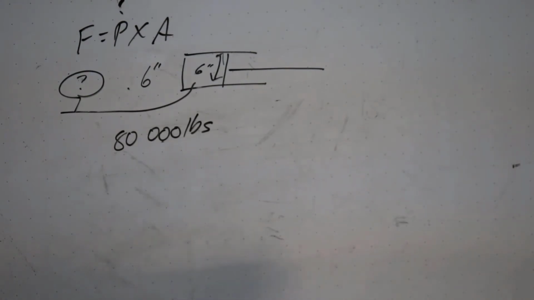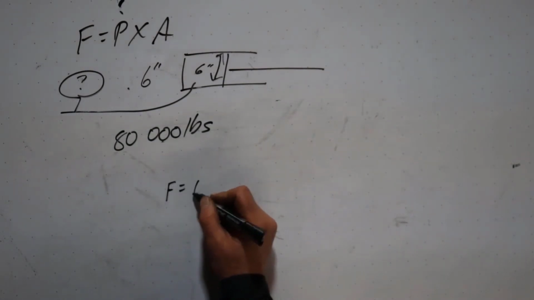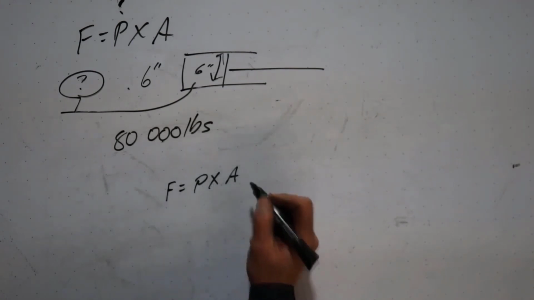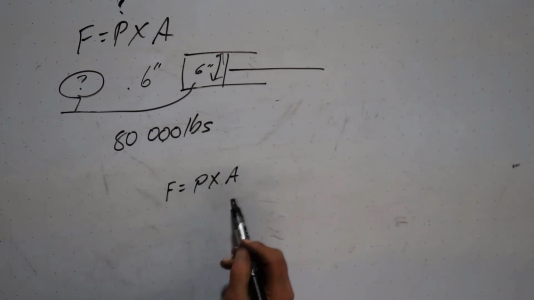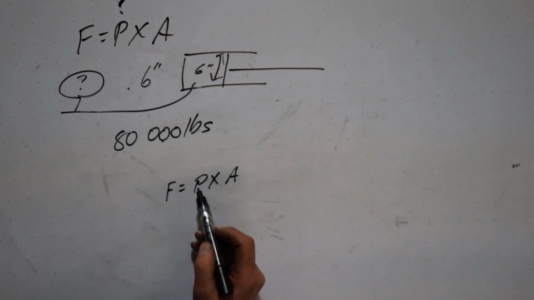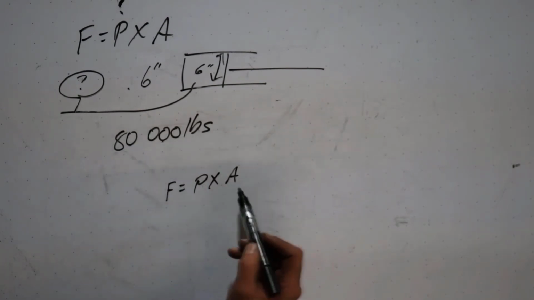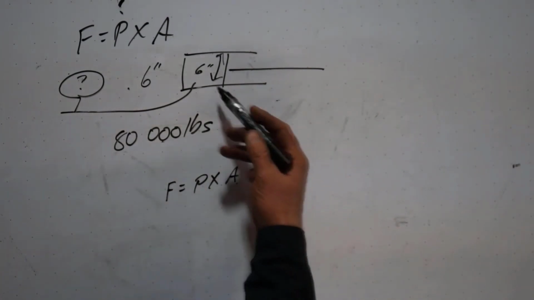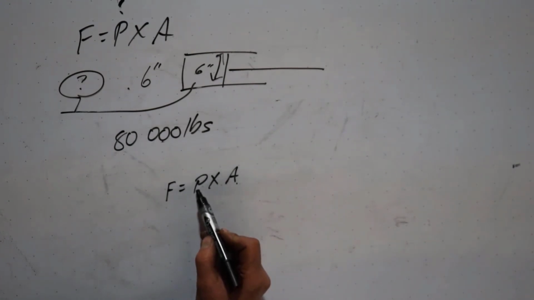Okay, so now the question is, how do you manipulate a formula? Again, there's two different ways we can do it. There's the old school way. Force equals pressure times area. Doesn't matter which way we do this. I'm going to show you both ways. We know the force, 80,000 pounds. We know the area because we did the math before. So we know those two numbers. We don't know the pressure.